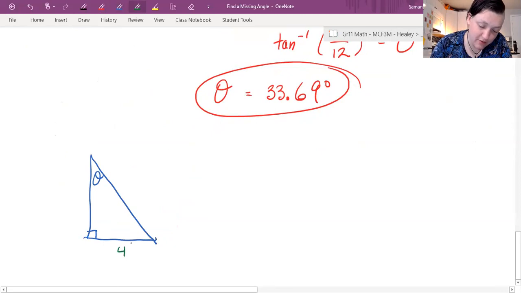I had this was 4, this was 5, and oh wait, no, I'm just kidding. I'm going to give you different measurements. Hang on 1 second.